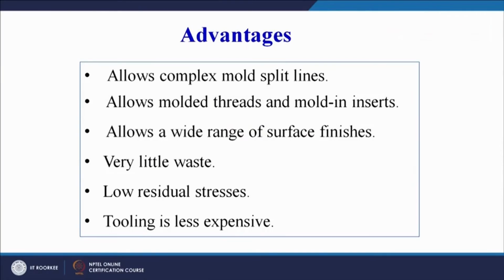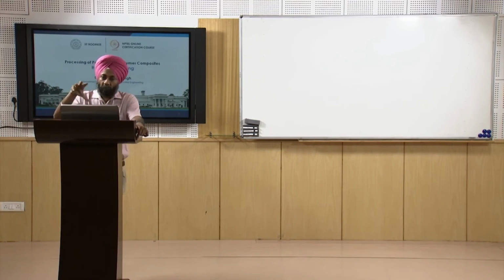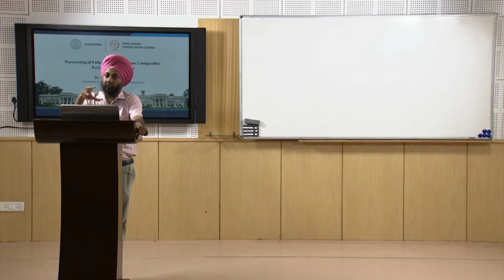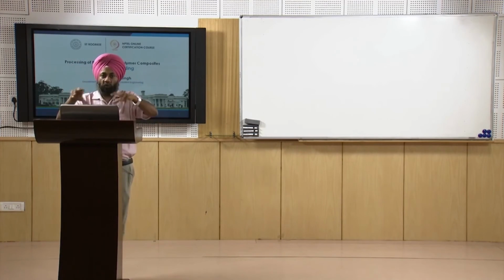Second advantage, allows molded threads and molded-in inserts. So we can place, before the start of the process, some inserts or threads in the mold that we want to have in our final product, and then we can input the raw material and melt it. Once we take the product out of the mold, these inserts, fasteners or threads that we want will be there in the product. So that allows molded threads and molded-in inserts inside the product.